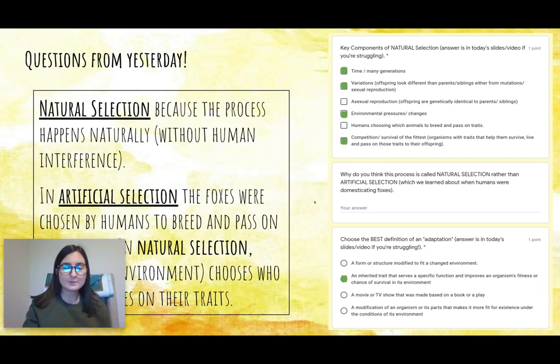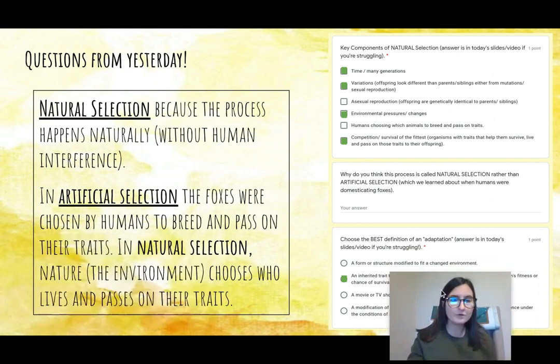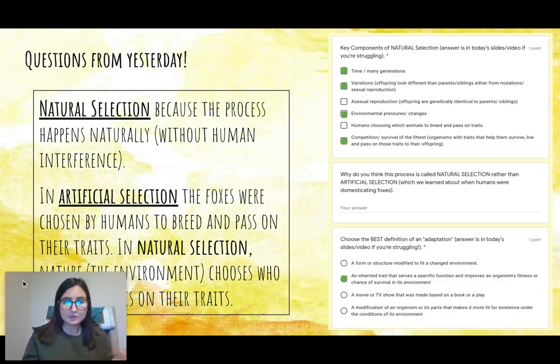So why do you think this process is called natural selection? I kind of went over that. Natural selection, because the process happens naturally without human interference. In artificial selection, the foxes were chosen by humans to breed and pass on their traits, whereas in natural selection, nature or the environment chooses who's going to survive and pass on their traits. Again, it's not like a choice, but it's just something that happens depending on who blends in better or who can get food better or who can withstand the temperatures better and things like that.